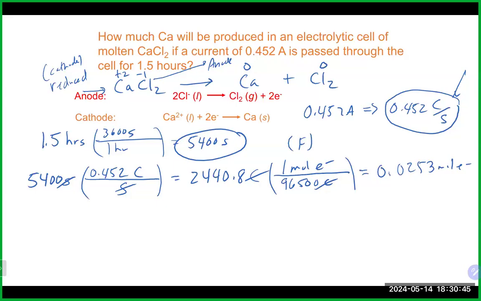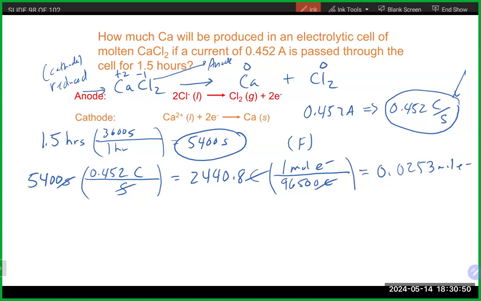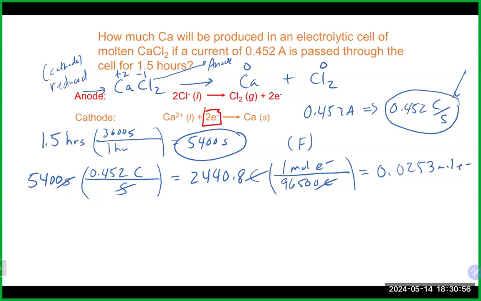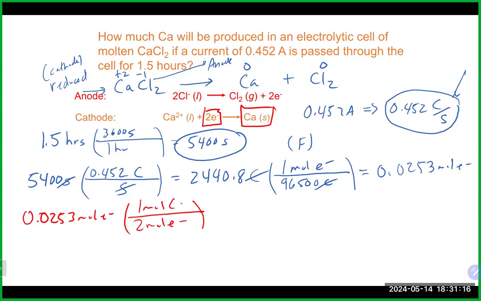Now, in this particular case, we're interested in calcium. So that is where our half reactions are going to be important. If we look at the calcium half reaction, we see for every 2 moles of electrons, we get 1 mole of calcium out. So that's sort of like our mole to mole relationship. So we'll take our 0.0253 moles of electrons, use our half reaction here. 2 moles of electrons gives us 1 mole of calcium. So we'll take that and divide it by 2.